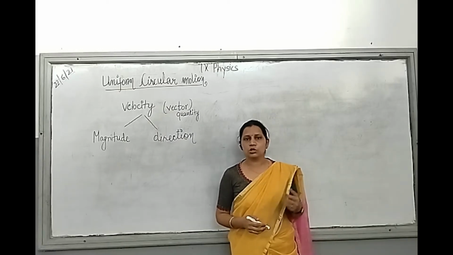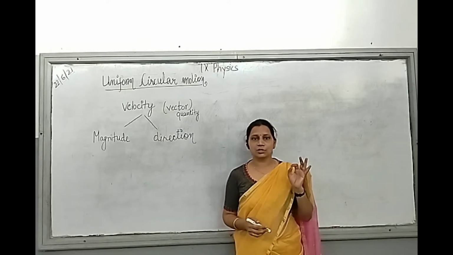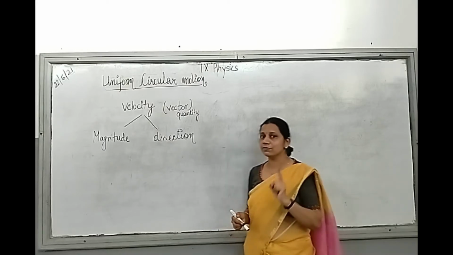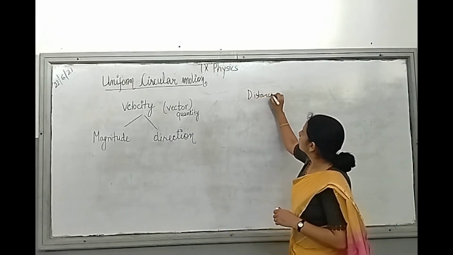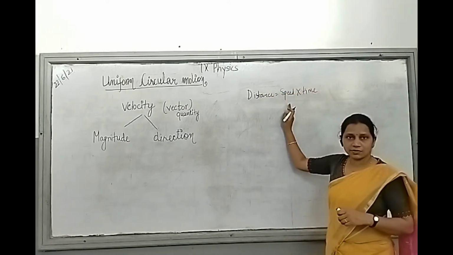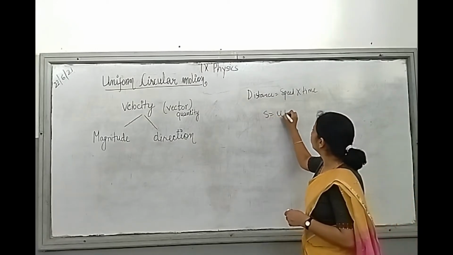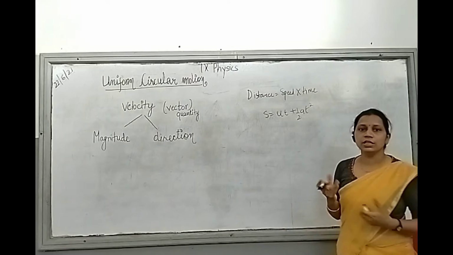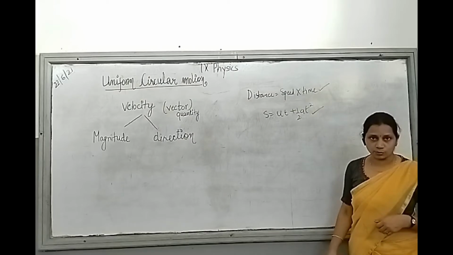So, there are three equations of motion, and in lower standards, you have studied a simple distance formula also. What is the distance formula you have studied in lower classes? Distance is speed into time. Right, this is what you have studied. And now in 9th standard, I told you the formula S equal to ut plus half at square. So, which formula will you use when?